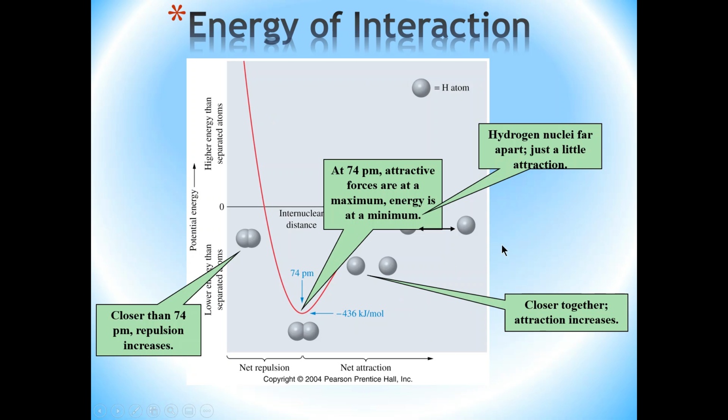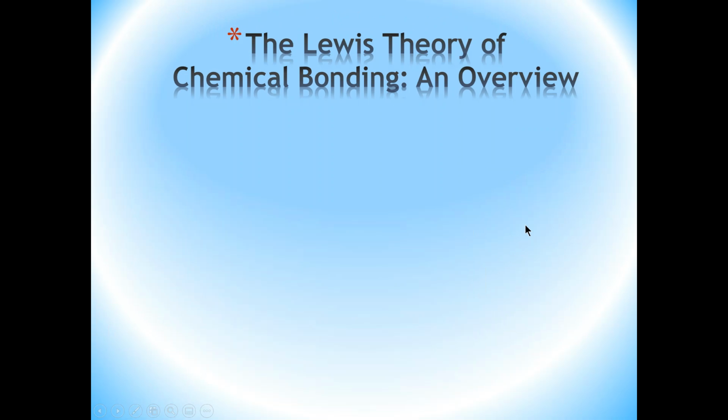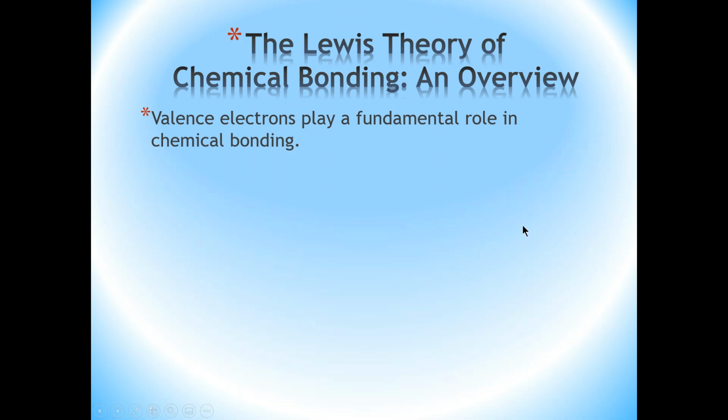So what we have described here is true for pretty much all bonds. You have repulsive forces, which tend to increase as you push the atoms closer to each other. You have attractive forces, which tend to increase up to a point as you pull the atoms apart from each other. And after you get beyond that point, there's basically no force of attraction or repulsion between the two atoms. Okay, so let's talk about the Lewis theory of chemical bonding.